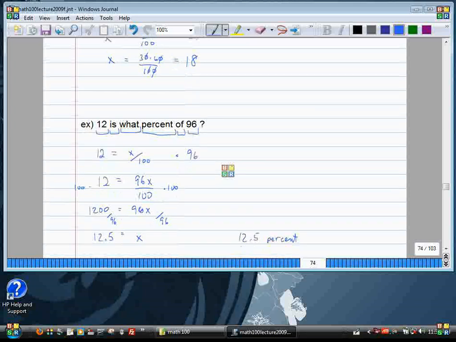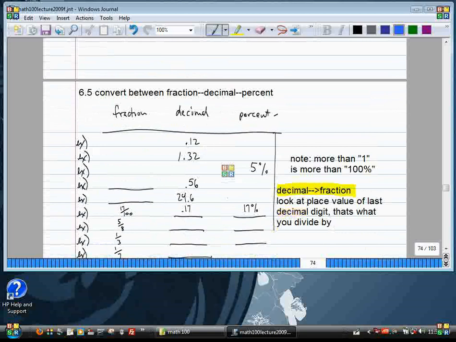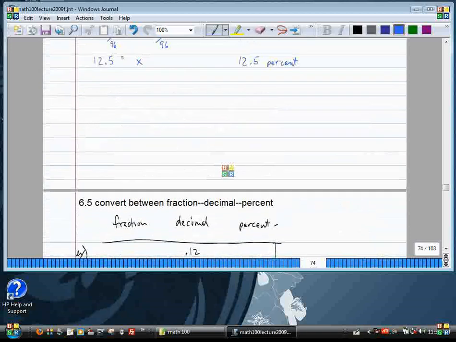So one last thing for today. Converting between, here, let's go one at a time. Converting between fractions, decimals, and percents. Alright. So 0.12 is a decimal. How do you write that as a fraction? 12 over 100. And let me just say ahead of time, for our purposes, I don't care if you reduce or not. Okay. What is this as a percent? This is 12%. That one's easy.